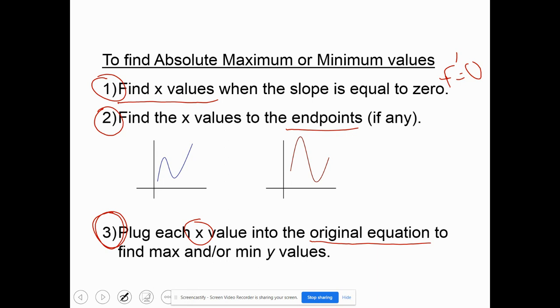So we're not looking locally. We don't care what happens to either side. We just want to know what is the maximum point and the minimum point. It's got to occur when the slope is equal to 0 or at the endpoints. It's got to be at one of those two options. So let's try this.